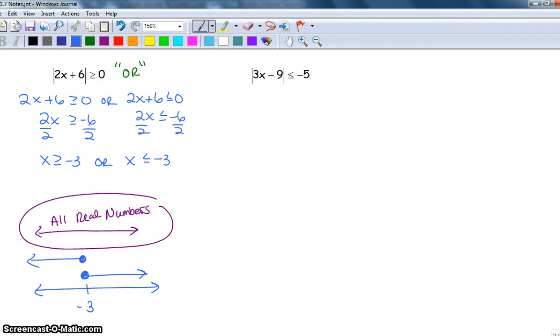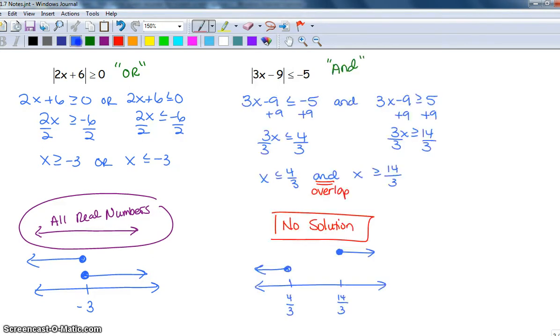Now, this is our last problem that we have to solve and work out, so you know the drill. I want you to pause, try it on your own, press play when you're done, and see if you're right. Alright, so you should have solved and got x was less than or equal to 4/3, and x was greater than or equal to 14/3. When you set it up, 4/3 is smaller than 14/3. It's an AND problem. You're looking for overlap. There is no overlap, so there's no solution.